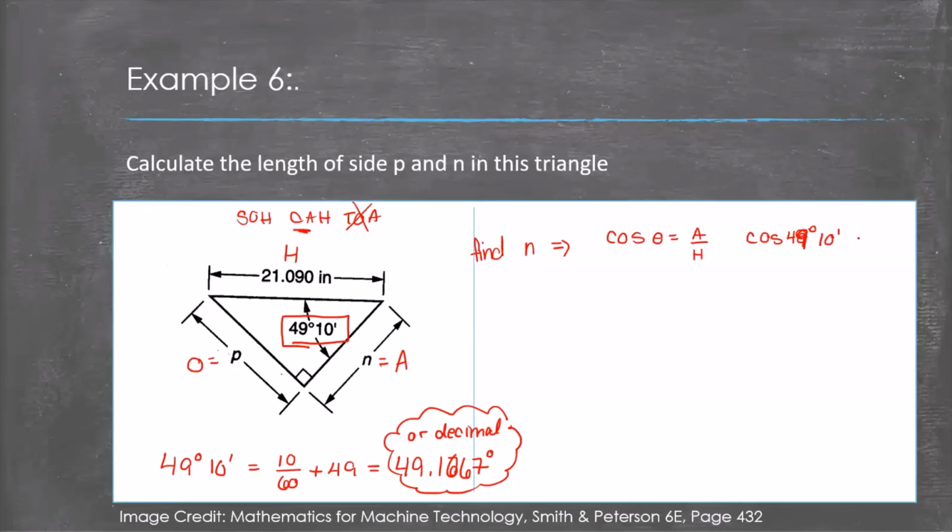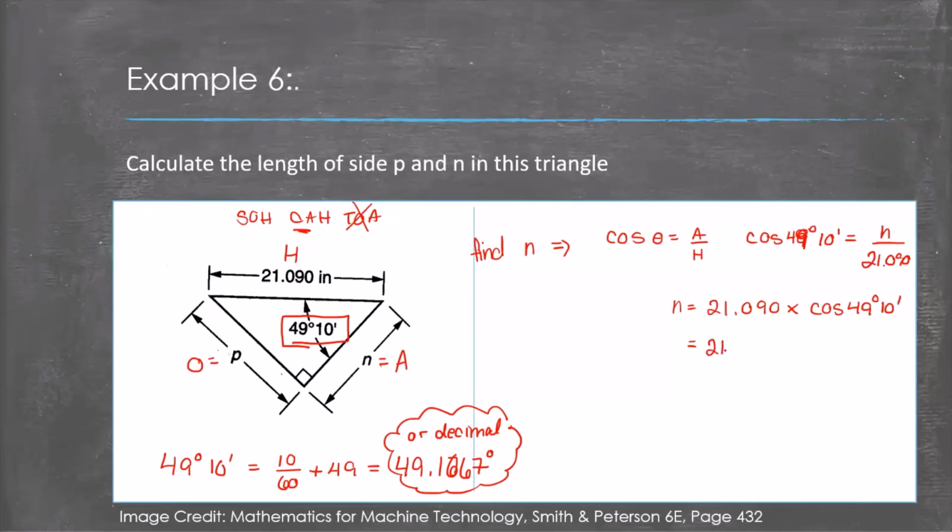degrees 10 minutes is equal to N divided by 21.090. Rearranging that, you will get N is equal to 21.090 times cos 49 degrees 10 minutes. You can put that in your calculator using your degree, minutes, seconds button. I'll show you how to key it in using the calculator that's used for the block. If you don't have that calculator, you may want to use this decimal.